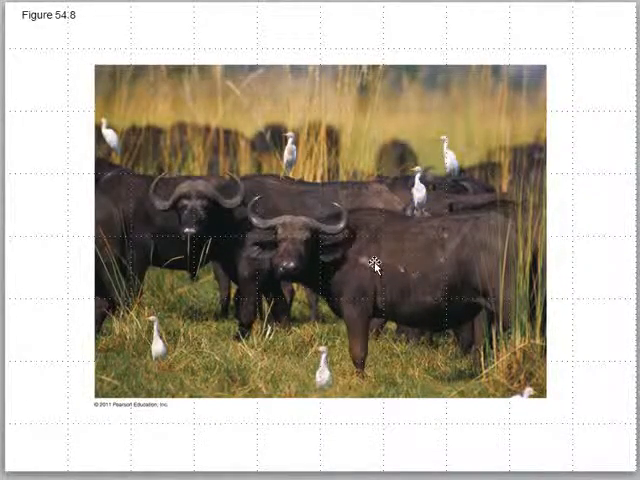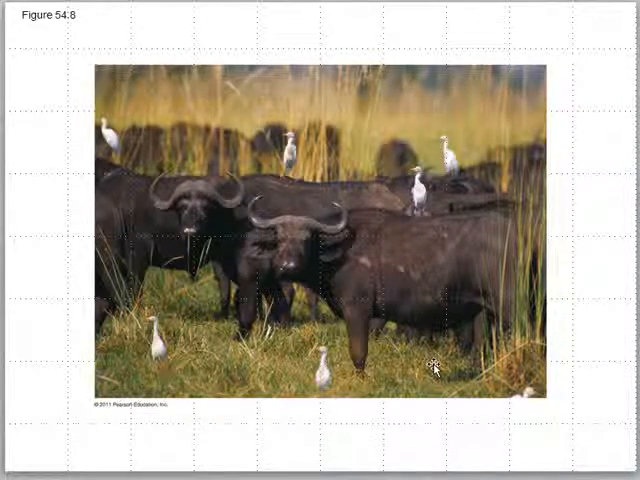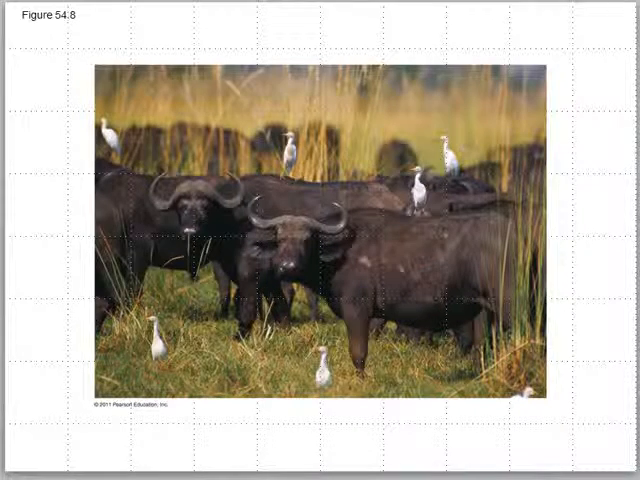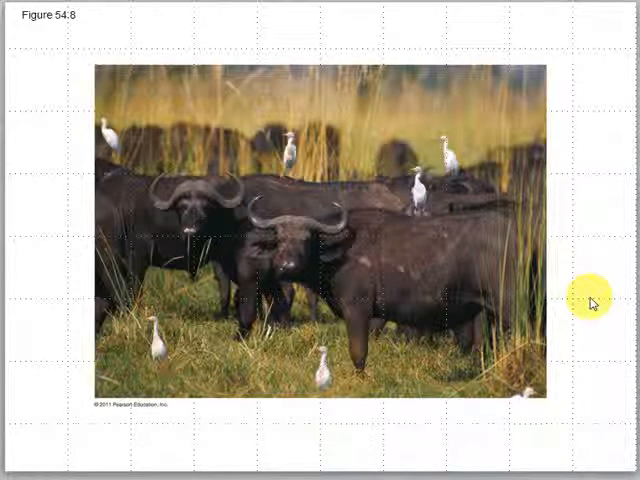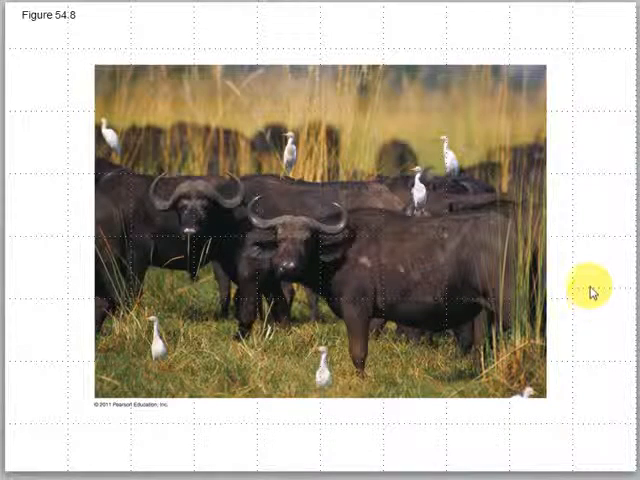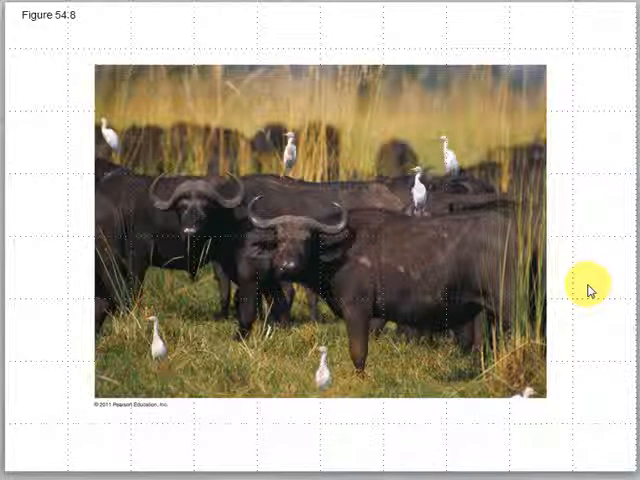Does the water buffalo mind? Does the water buffalo get any benefit? Probably not really. There may be some instances where maybe the egret eats ticks or other creatures off the water buffalo, and that would be a benefit. But for the most part, it just seems like the water buffalo just don't really care. It doesn't help them, it doesn't hurt them, they just don't really care. So that would be commensalism, where the egret is benefiting and the water buffalo is just neutral.